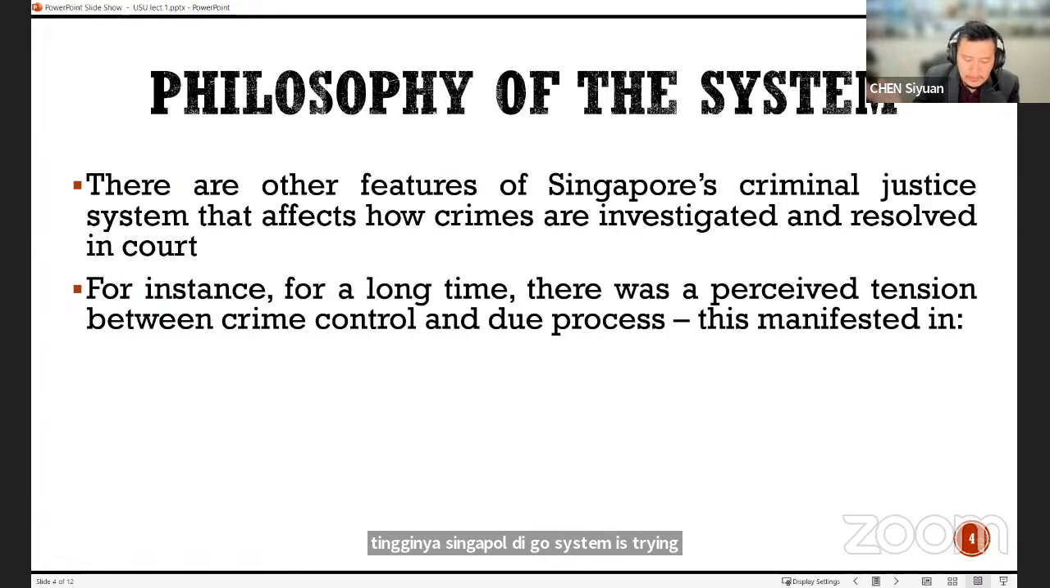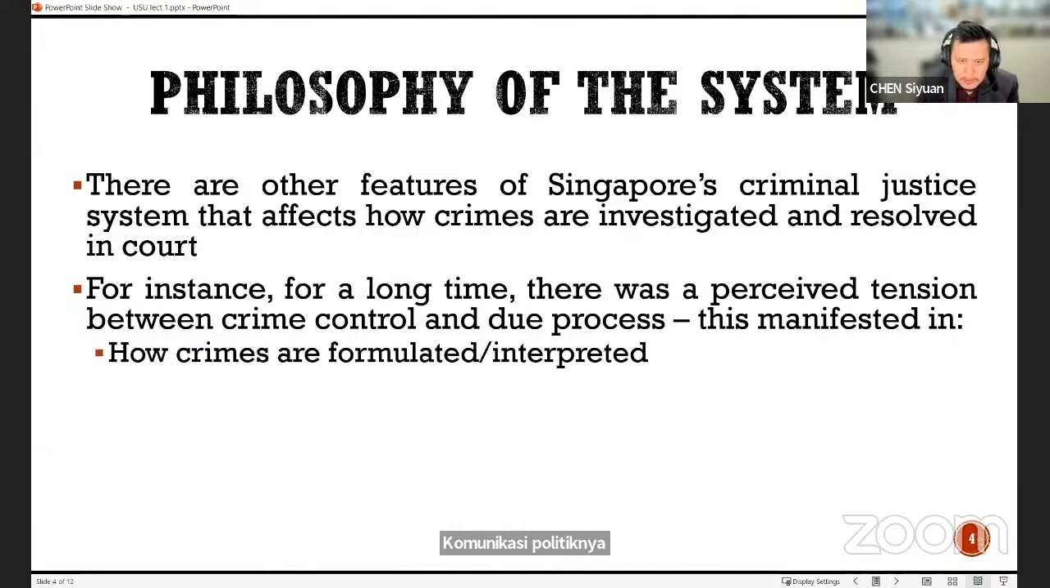Now, of course, if you have ever read in this area, you would know that many academics dispute this dichotomy. They don't think that greater crime control must necessarily result in lower due process, but I think it's a dichotomy that generally does exist. So what are the tangible expressions of this philosophy? We see that, for example, in how crimes in Singapore are formulated and interpreted by the courts.